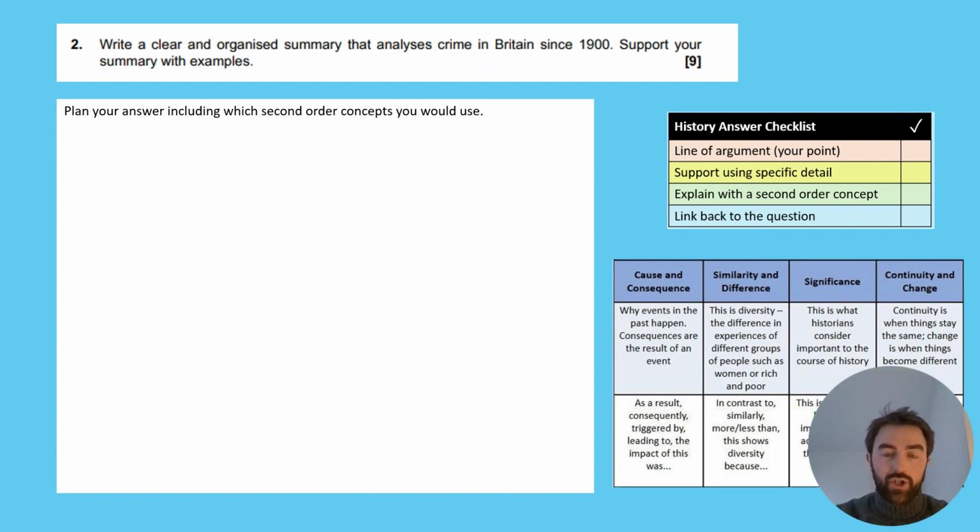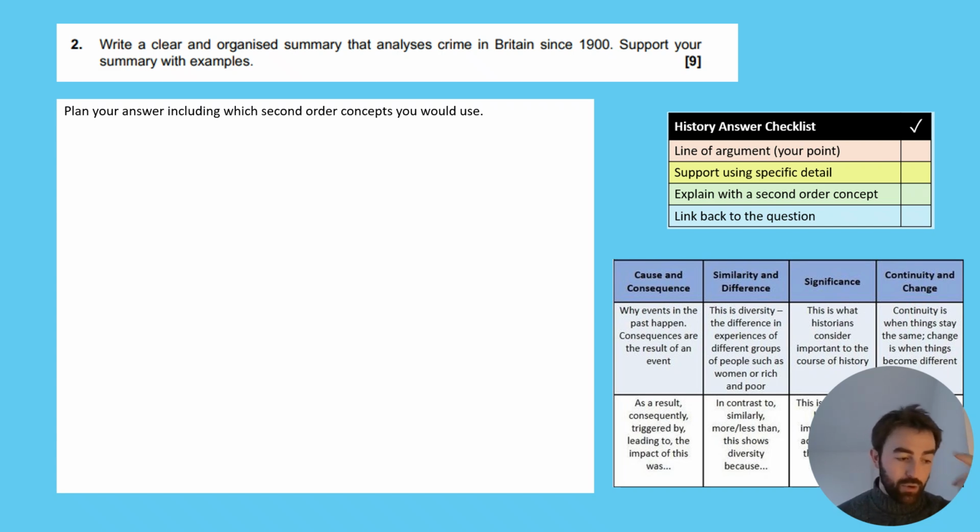So the next question that the exam will present you with after the 3 1-markers is the 9-mark question. Now, you know in class that we've been seeing the 9 and the 10-marker, and to an extent the 18-marker. The way you build them are not actually that different. You create your paragraphs and you structure them in very similar ways. You have your line of argument, which is what you think. You support it with specific detail, you explain it with a second order concept, and you link back to the question.